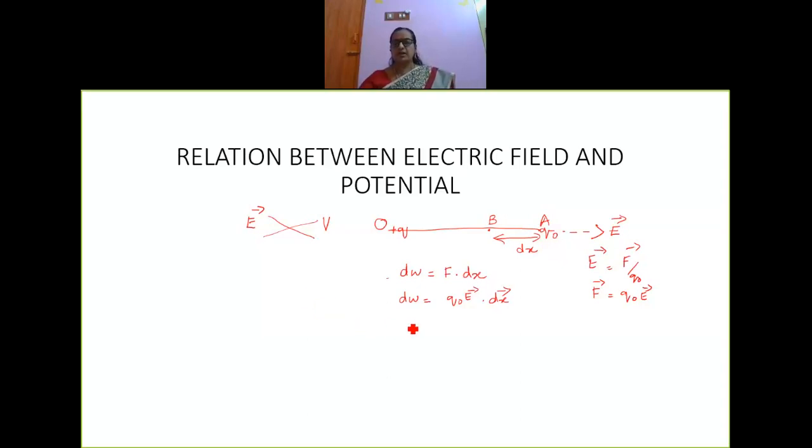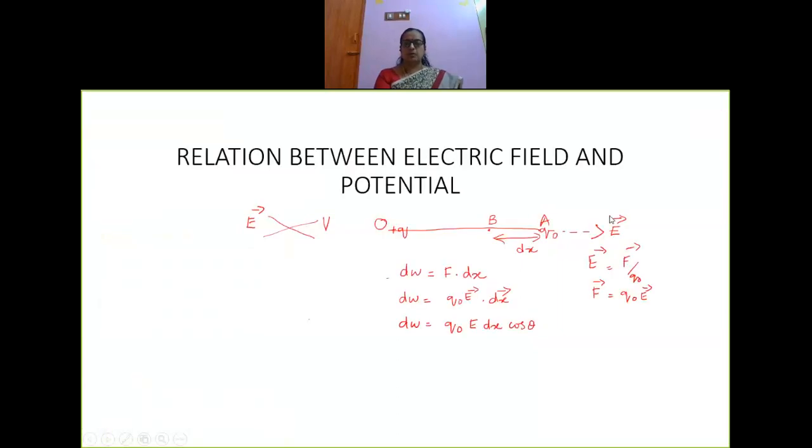So I have the magnitude for this E dot dx. What is the magnitude, children? Dot product. It is E dx cos theta. Now I need to substitute the value of cos theta, right? Cos theta is the angle between the electric field and the displacement vector. So look at the diagram once again. What is the electric field direction? It is along the right side.